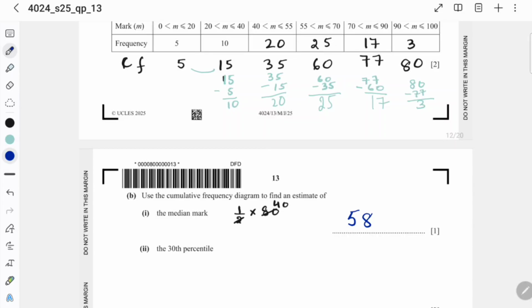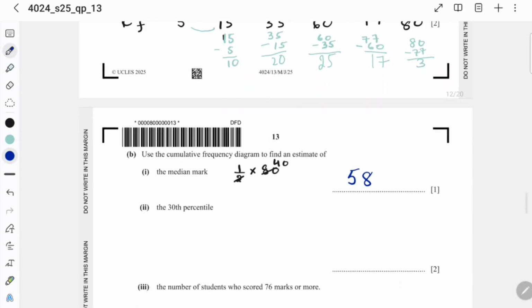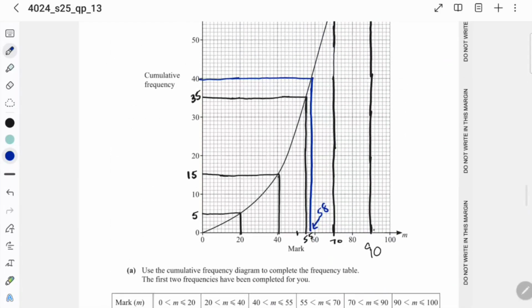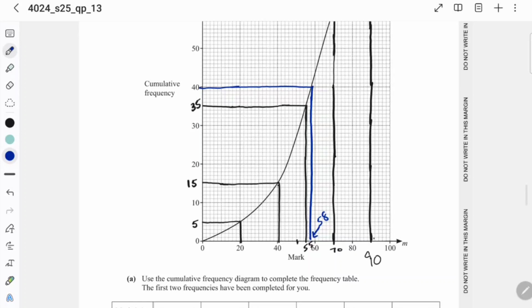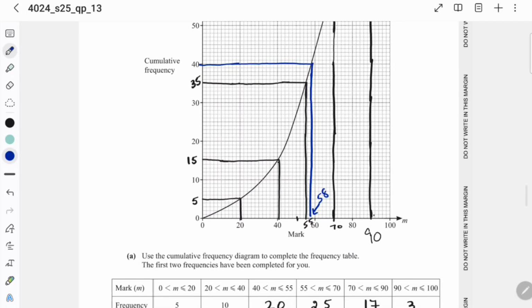The 30th percentile. The 30th percentile means 30% of 80. This is the place we find out 30% off for the calculation and 1 mark for pointing where it is. Okay. 3 8s are 24. 24th frequency and the x value of that. So just quickly check where is 24.